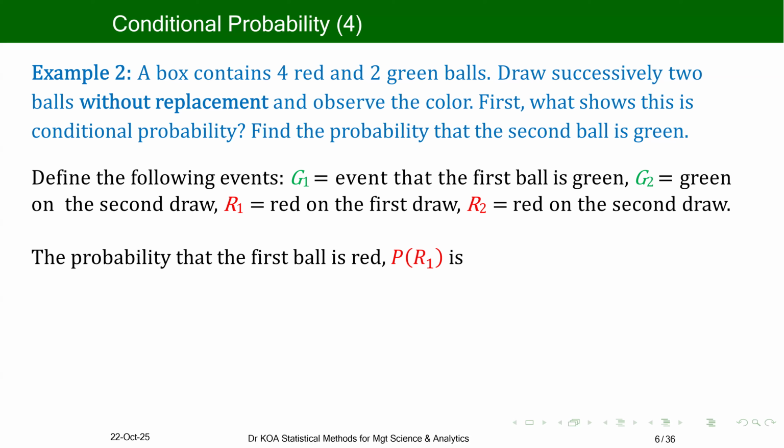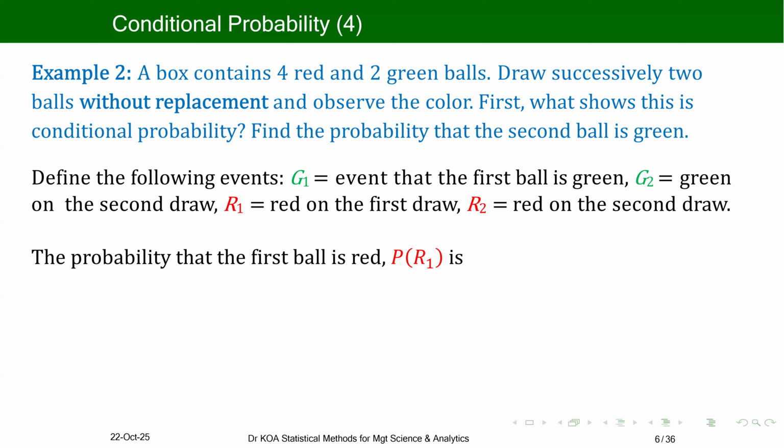Now, before you can do that, there are a couple of things you need to negotiate in your mind. First, you need to define some events. So I've decided to define the events for you. Let G1 be the event that the first ball is green. Let G2 be the event that the second ball is green.